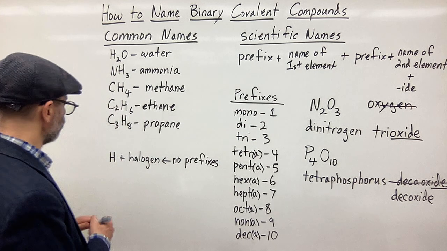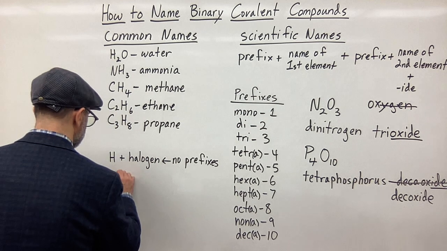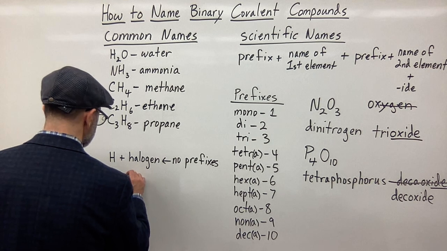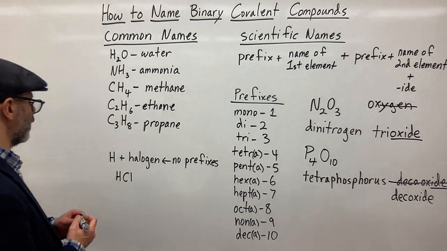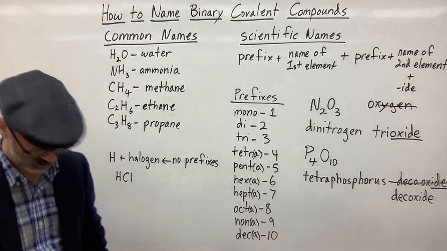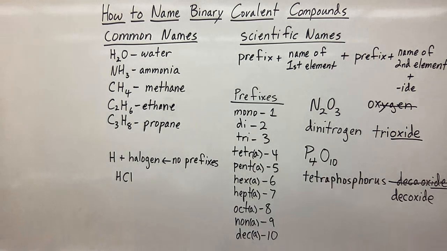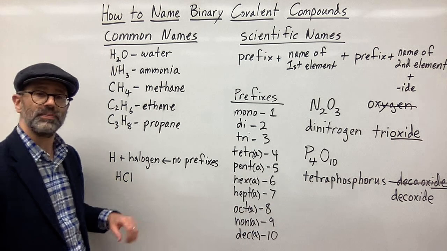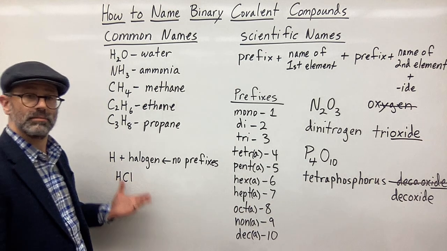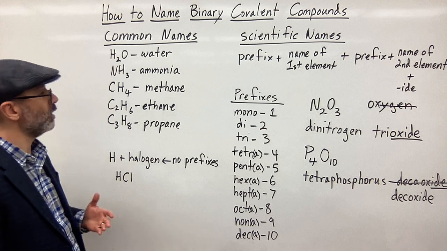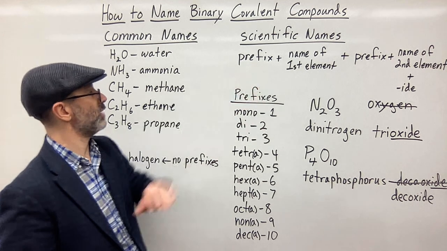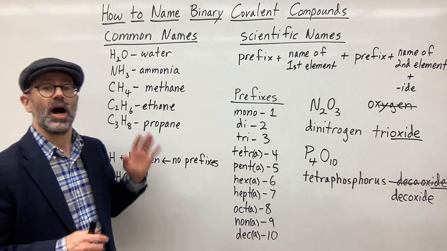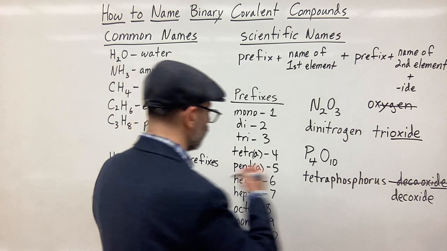So, for example, if I have hydrogen plus, let's say, Cl, HCl. Oops. Sorry about that. So here I have HCl, and how would I name this? Well, if we're going to use the scientific way of naming, we would say, there's one thing I forgot. I'll do this as an example.